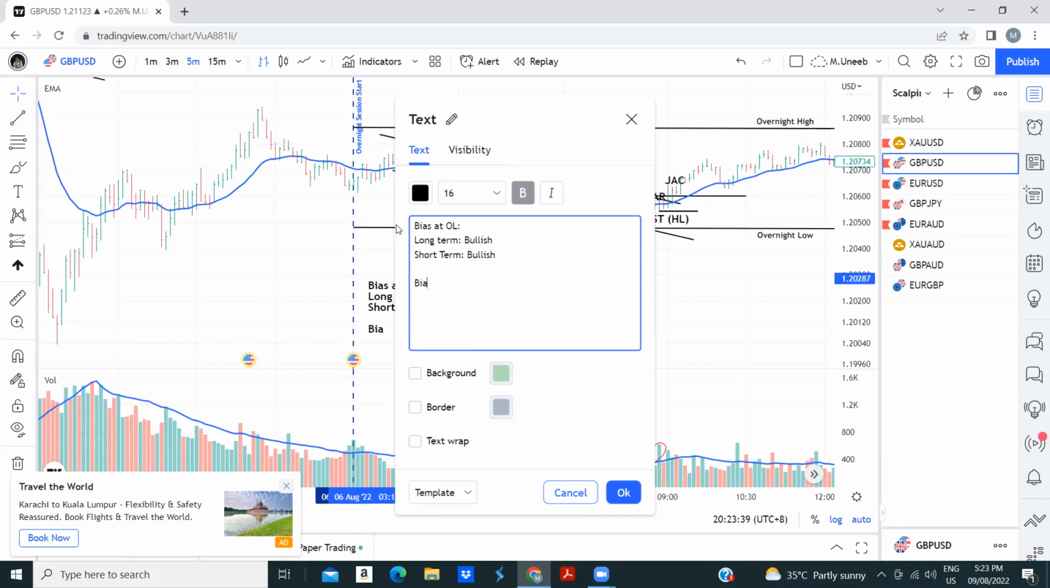And then the bias between OL and OH. Long-term bias? Bullish. Short-term bias? Bullish. So everything is clear now.